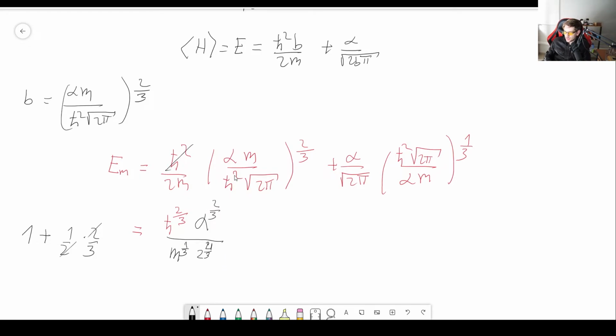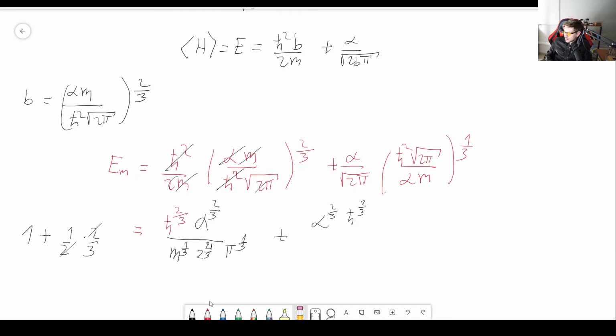Let's see, we use the h bars, we use the alpha, we use the m's, we use this, and we still need the pi. So pi is also going to have 1/2 and 2/3. So we get pi to the 1/3 power. Okay, now for this part right here, alpha, we're going to have also 2/3, right? We have 1 minus 1/3. So we get alpha to the 2/3 power. Then we have h bar squared to the 1/3. So we get 2/3. Then we have square root of 2 pi to the 1/3 upstairs.